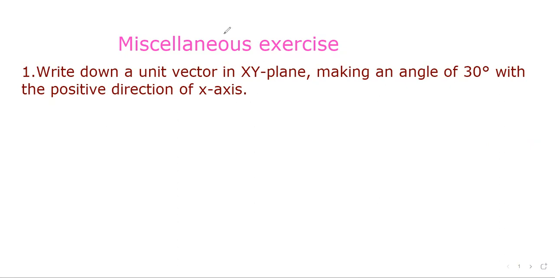So let's draw xy plane first. Suppose this is y-axis, suppose this is x-axis and this is z-axis. We take a point P here. This is x-axis, this is y-axis, this is z-axis, and here making an angle of 30 degree with the positive direction of x-axis. So we take this angle as 30 degree.